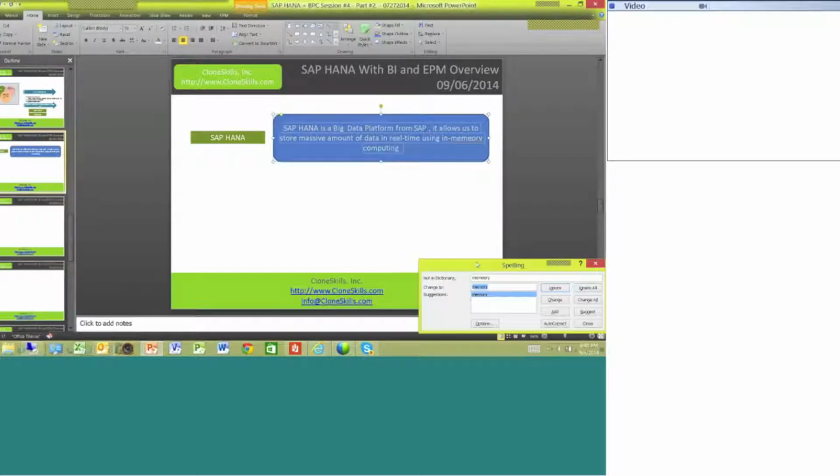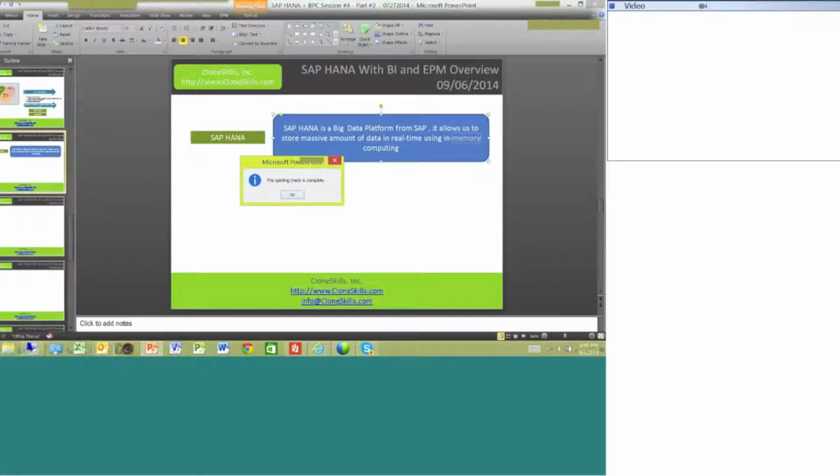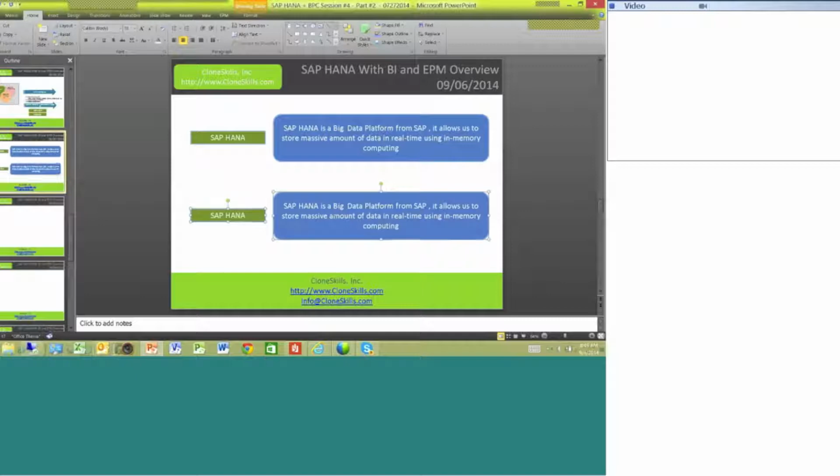So I'm not going to spend time on Hadoop. Hadoop is the open source platform. So the people who know how to connect these two, I would say they are real geniuses.